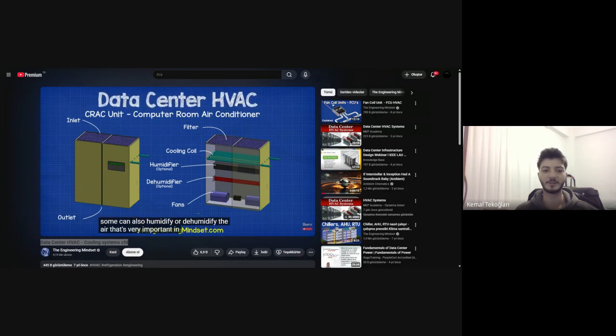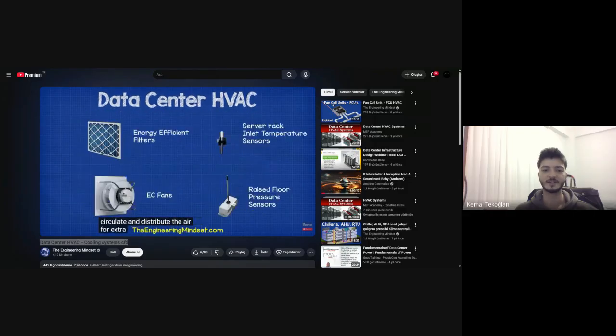That's very important in order to control the static electricity in the air. They have filters inside to remove dust from the room as well as a fan to circulate and distribute the air. For extra efficiency, the CRAC unit should use energy-efficient filters, EC or electronically controlled fans, and pressure sensors in the floor void to precisely control the air supply rate. Placing temperature sensors on the intake walls of the server rack is often recommended to control the supply temperature from the CRAC units, as this matches the actual intake.